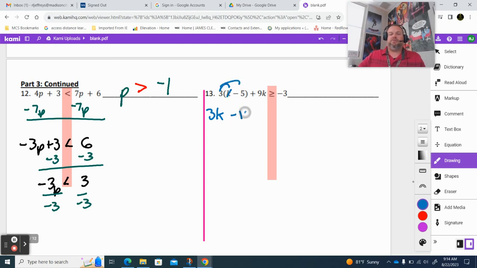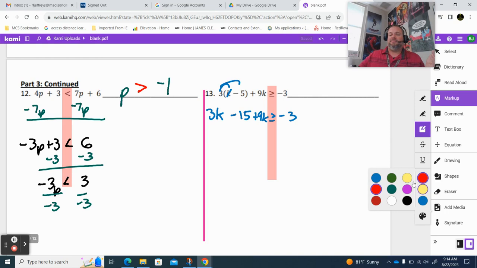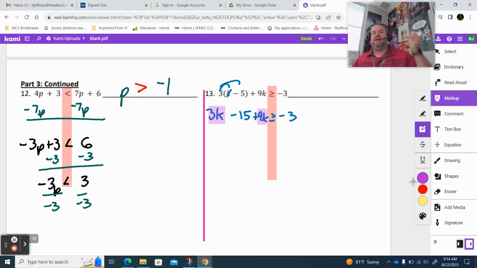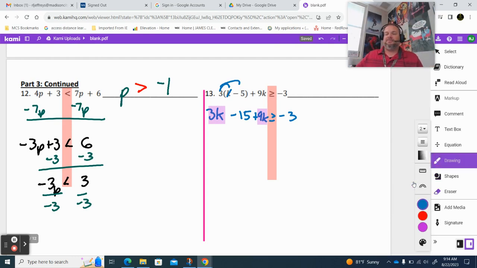Distribute, distribute, distribute. All right. So number 13, I actually distributed. This one I do have to combine like terms. I have a 3K and a positive 9K. So this becomes 12K.